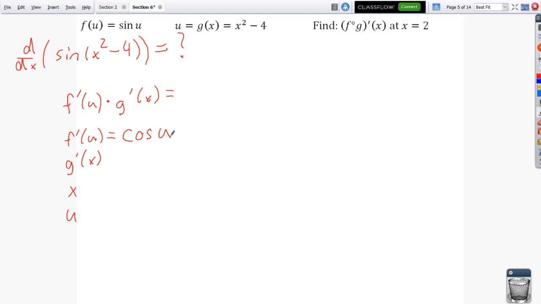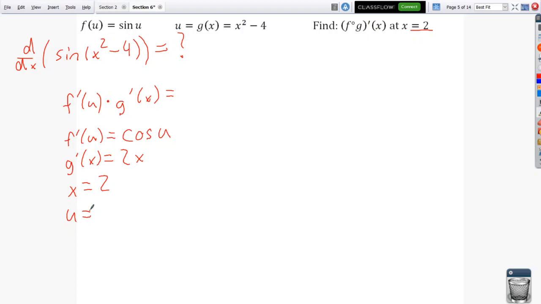With me so far? Good. G prime of x is going to be the derivative of x squared minus 4. Derivative of x squared is 2x. Derivative of 4 differentiates out, so we have 2x minus 0. I'm not going to put the 0. I believe I know what x is. 2.